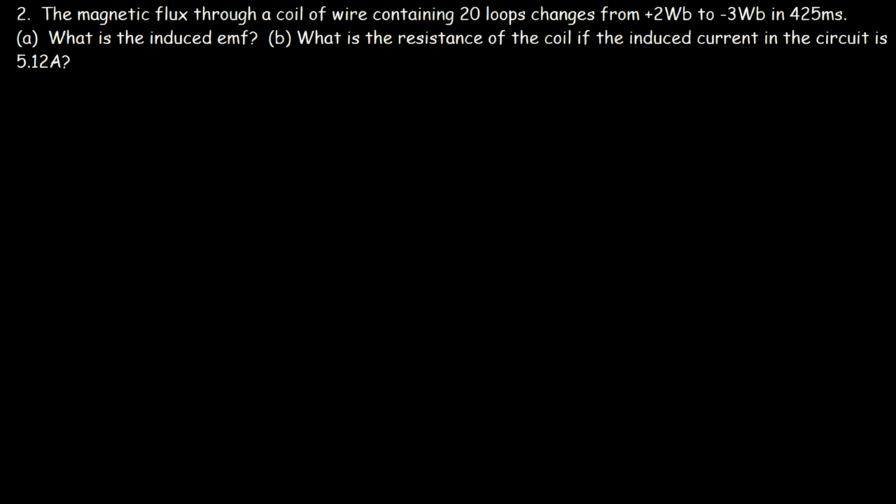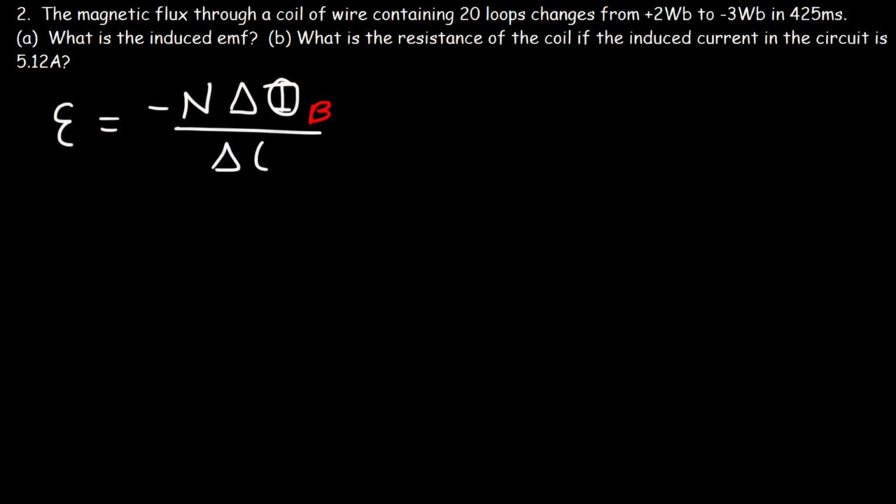Number 2. The magnetic flux through a coil of wire containing 20 loops changes from positive 2 to negative 3 webers in 425 milliseconds. What is the induced EMF? The induced EMF is equal to negative N times the change in the electric flux, not the electric flux, but the magnetic flux, divided by the change in time.